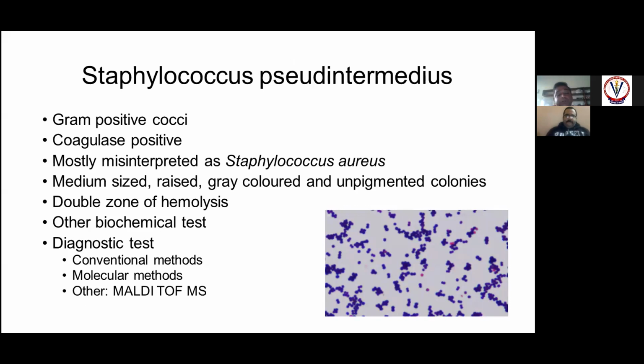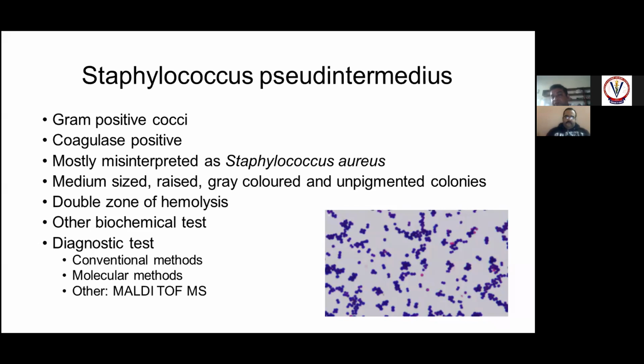So I'm going to talk about Staphylococcus pseudintermedius. I think my audience is mostly from a veterinary background, so they know the organism well. But if I go into it briefly, it is a gram-positive coccus, and of course coagulase-positive bacteria. The problem we sometimes face in human medicine is that this organism is misinterpreted as Staph aureus, because they really know Staph aureus, but have little information about Staph pseudintermedius.